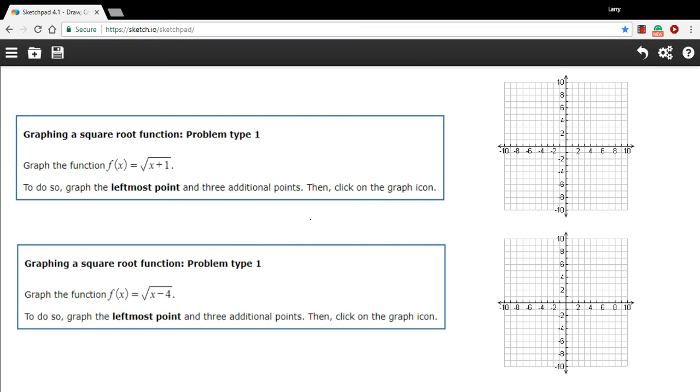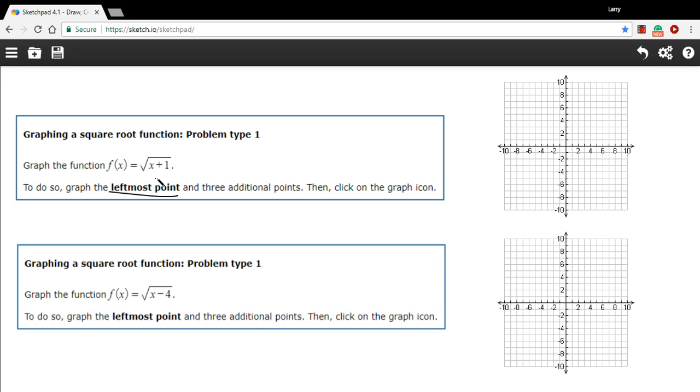In these problems, we are graphing square root functions. And in these problems, they're actually giving us some really good advice. It says graph the leftmost point and then 3 additional points. So what do they mean by the leftmost point?